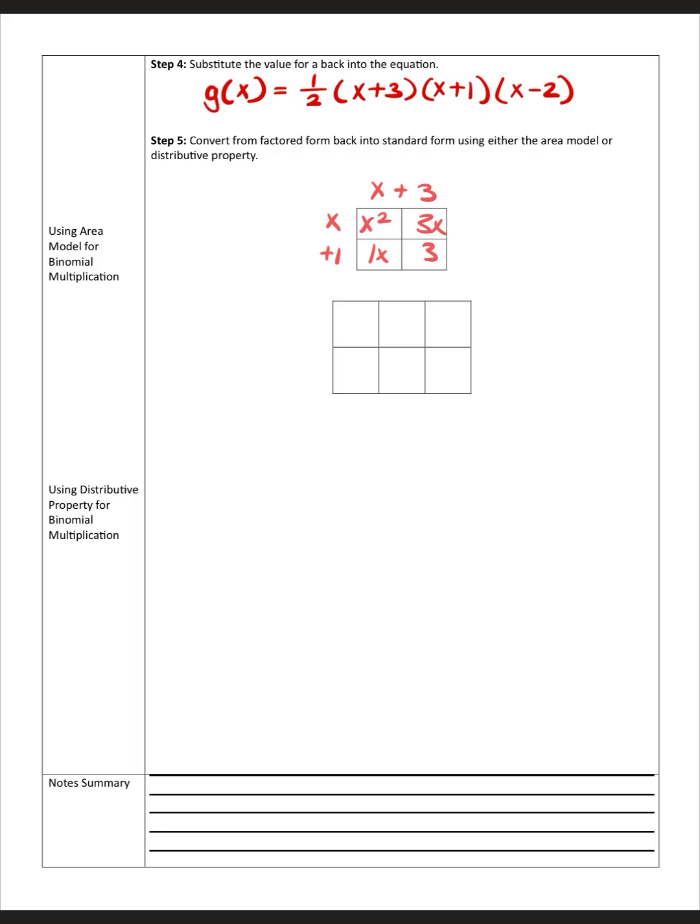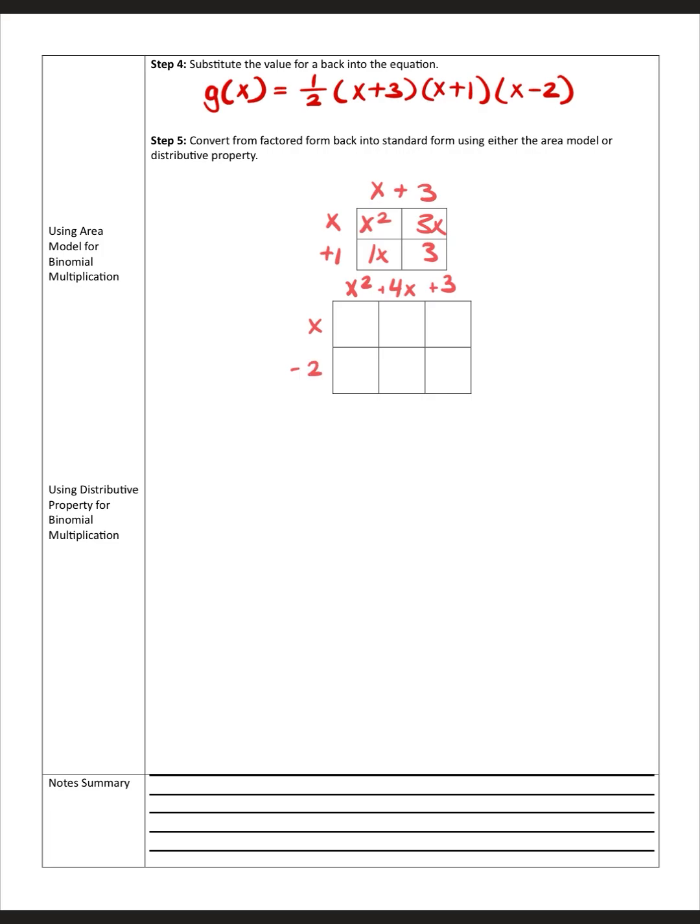So from this, I'm going to have x squared, 3x plus 1x is 4x, and then I'm just left with a 3. So you basically are just going to combine like terms, all right? So now I'm going to take my now quadratic x squared plus 4x plus 3, and I'm going to multiply that by my remaining binomial, which is x minus 2.